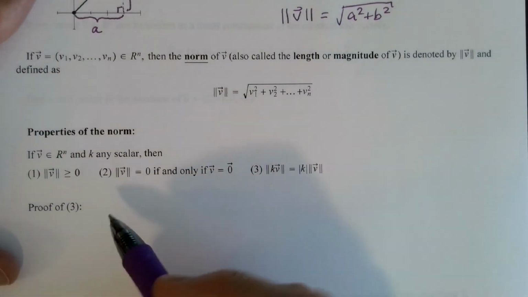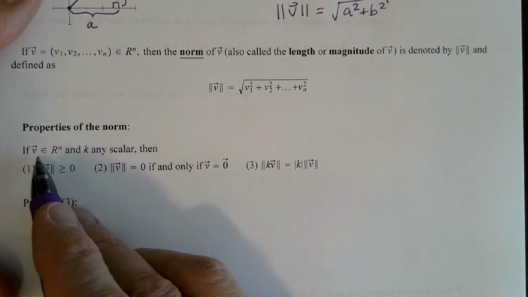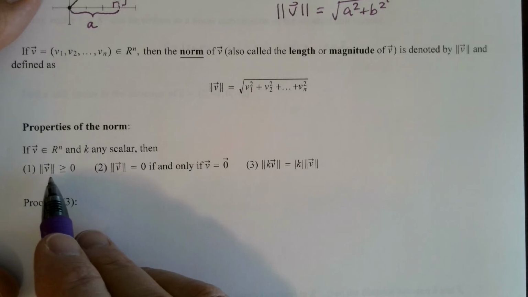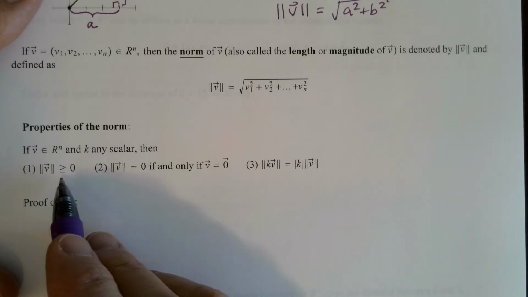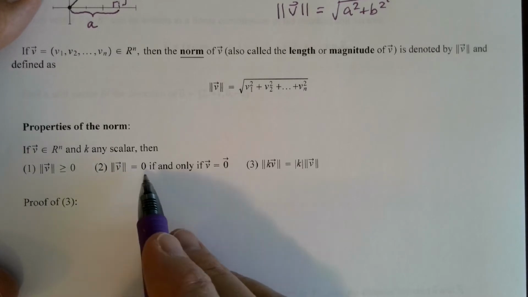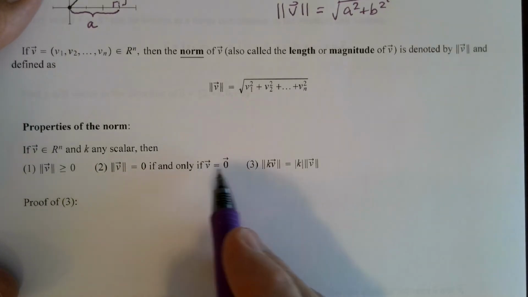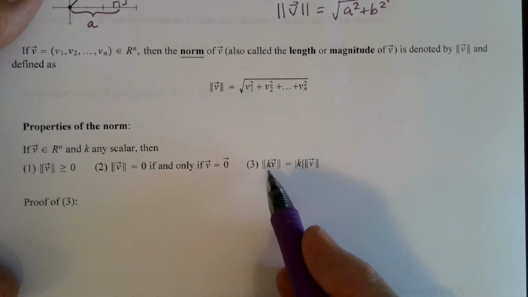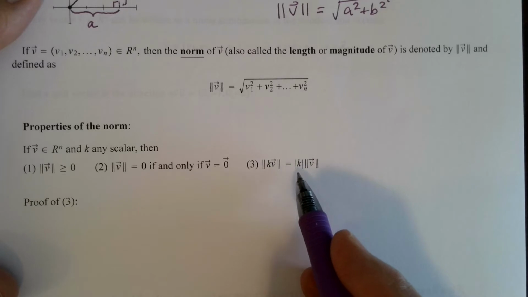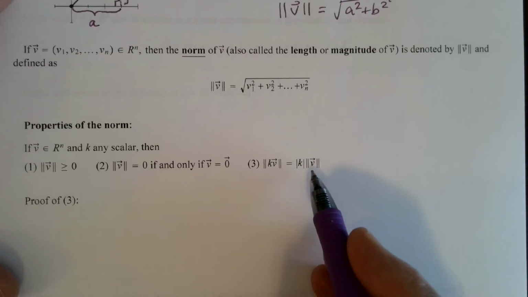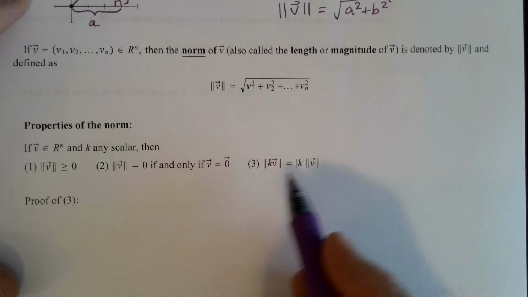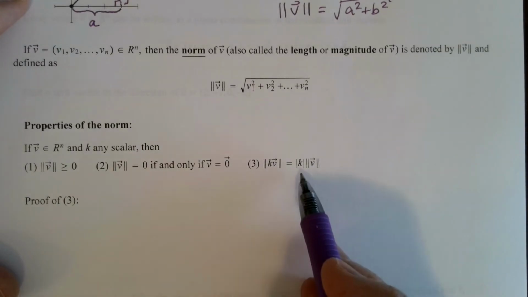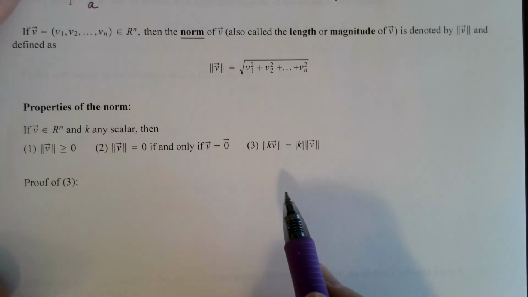So some properties of the norm: if v is a vector in n space and k is any scalar, first, the norm is always non-negative, greater than or equal to 0. Second, the norm is equal to 0 if and only if the vector v itself is the 0 vector. And third, the norm of any scalar multiple of v is the absolute value of that scalar times the norm of the vector. This is real important from the first one. The norm is always greater than or equal to 0, so we've got to make sure that it's the absolute value there for that to work.